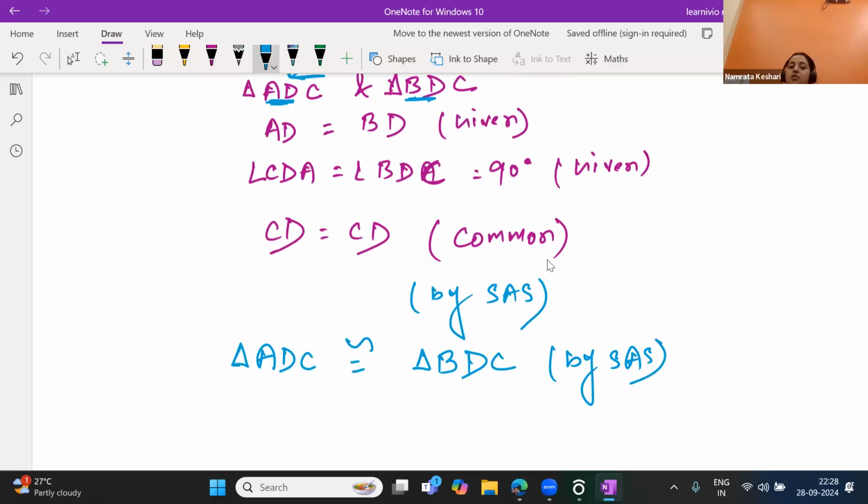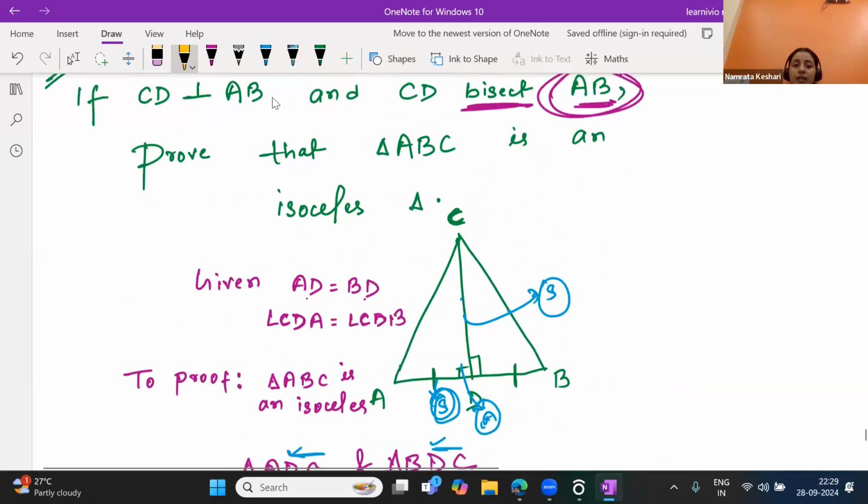Now, since these two triangles are congruent, from here, are we able to say that angle A from here is equal to angle B from there? Check it. We have taken this triangle.